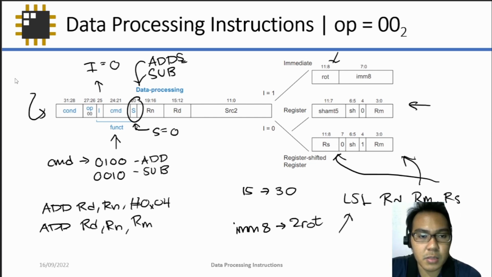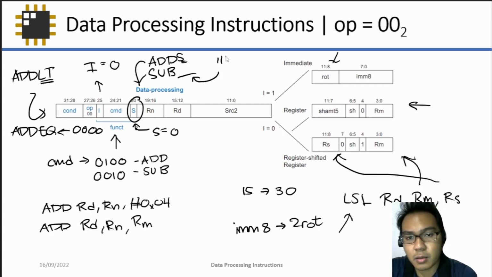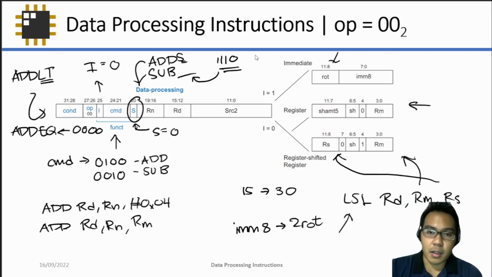Okay, condition. As always, just to add another example of condition. If it's LT, that's a specific condition. ADDEQ is going to be 0000. If you have something with no condition, that condition is 1110. So this is the condition for always true.